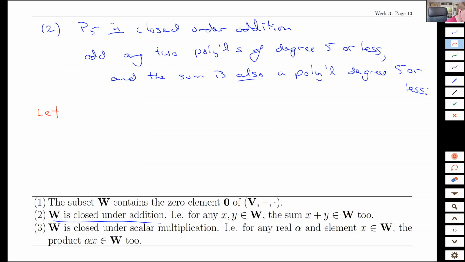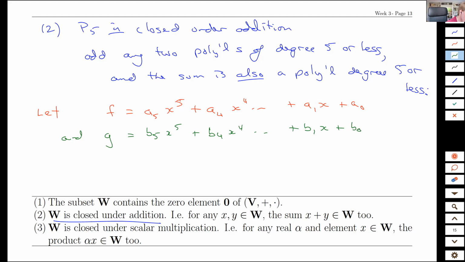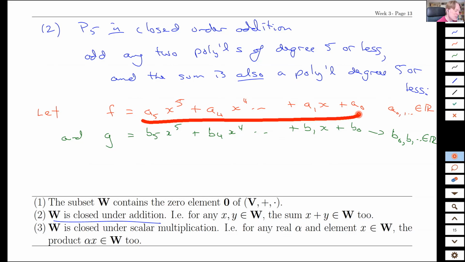Let f be a5x to the 5 plus a4x to the 4 plus all the way down to a1x plus a naught. And g be b5x to the 5, b4x to the 4, b1x plus b naught. This is a generic polynomial. I allowed any coefficient I wanted, but I have the maximum degree of 5. And it could be degree less if I just had 0 values at the front there. So I should put a little subtext here that the a naught, a1 and so on are all reals. And likewise here, all the b naughts, b1s and such are also reals. So you pick any 5th degree polynomial, I can describe it with this.